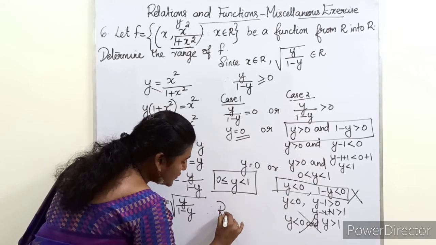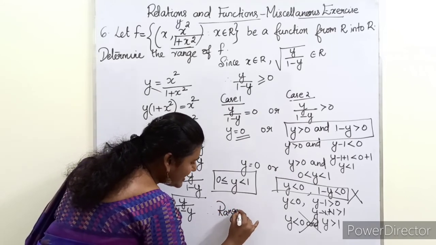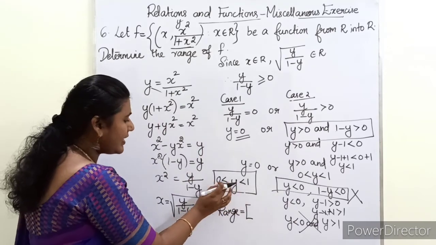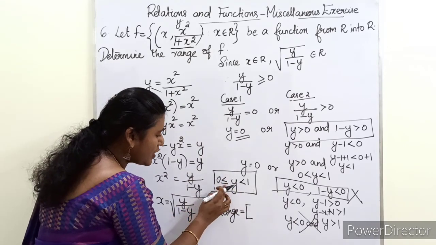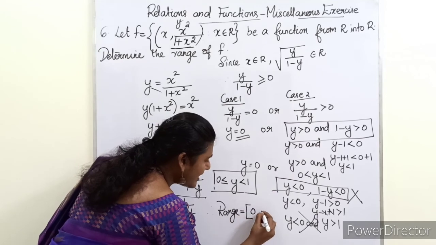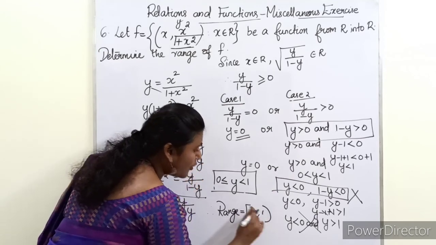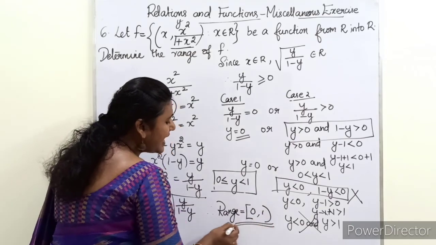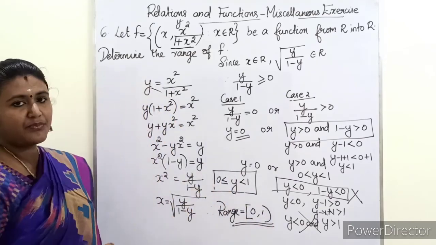Therefore, our range, you know that range is the value of y. So range is equal to, how will you represent this as an interval? 0 less than or equal to y less than 1. So closed open interval 0, 1. So this is the range of the given function.